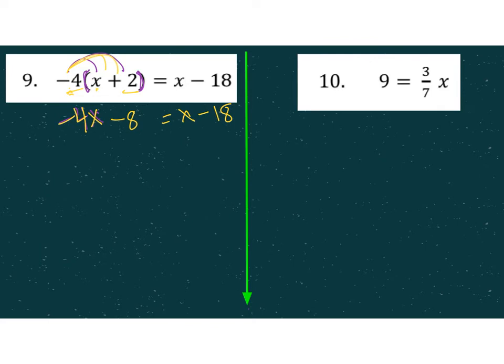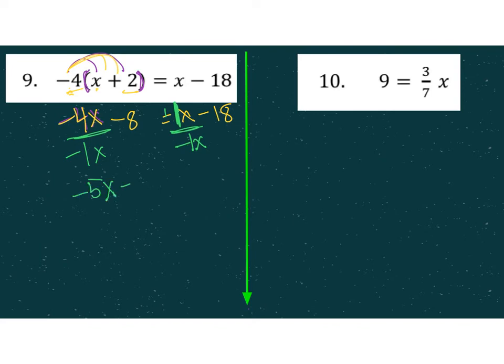Step number 2. I see that I have an x on both sides. I'm going to have to fix that. So I'm going to subtract this 1x. This is like a 1x. Whenever you see x by itself with no coefficient out front, it has a coefficient of 1. So subtract 1x, subtract 1x, and then negative 4x minus 1x is negative 5x.